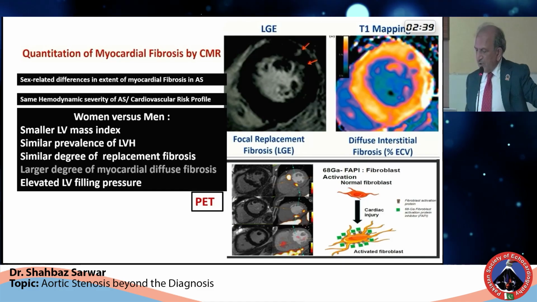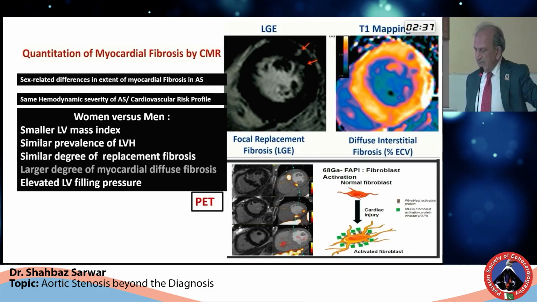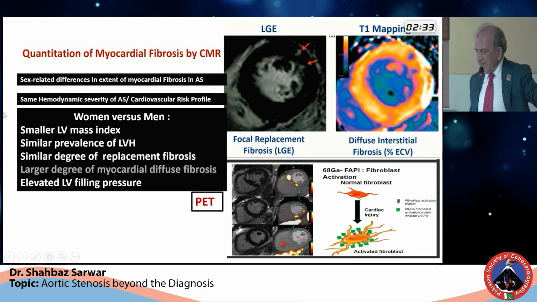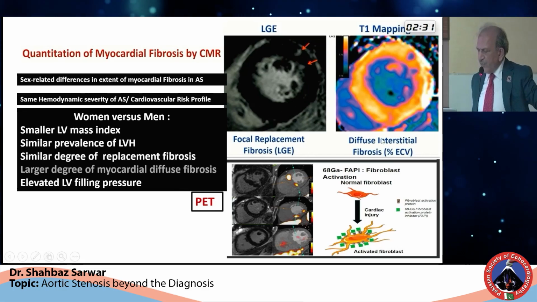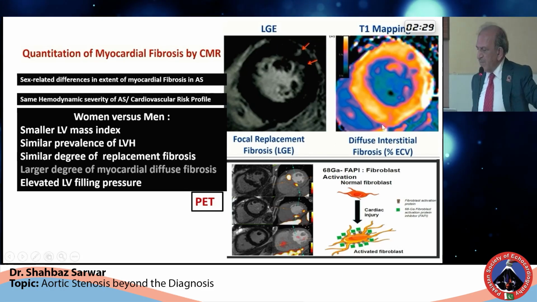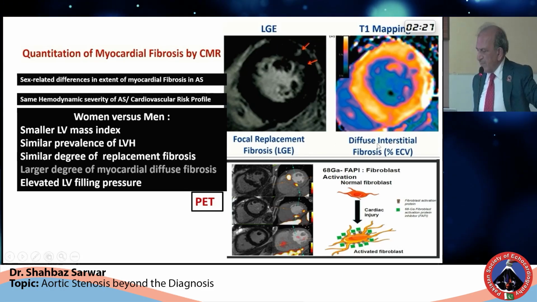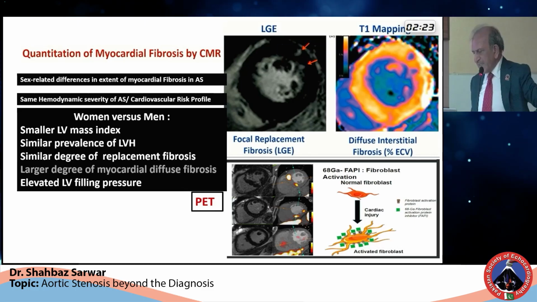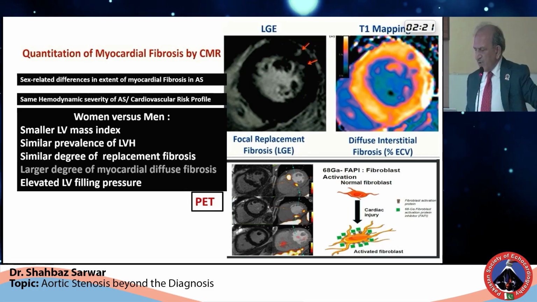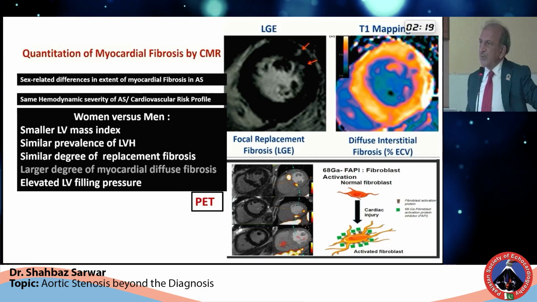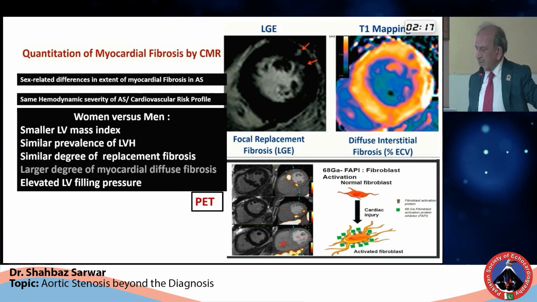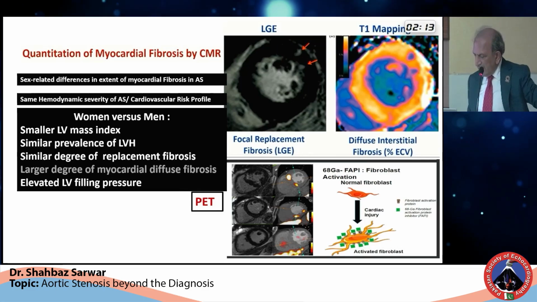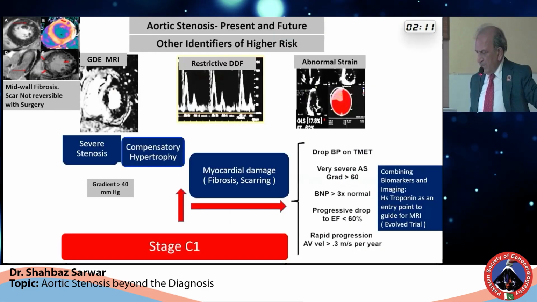So then the quantification of myocardial fibrosis by CMR: generally there is a slight discrepancy between males and females. Males generally have a focal replacement fibrosis, whereas females have diffuse interstitial fibrosis. And there's a role of PET setting in, where we are looking for activated fibroblasts, picking up these severe patients who are rather asymptomatic for earlier intervention.